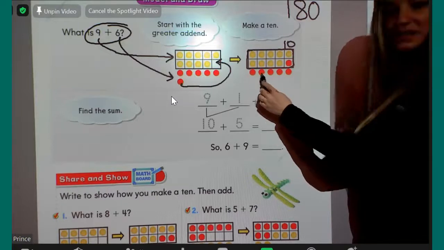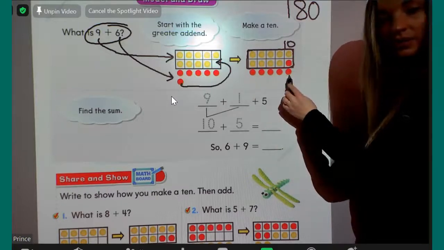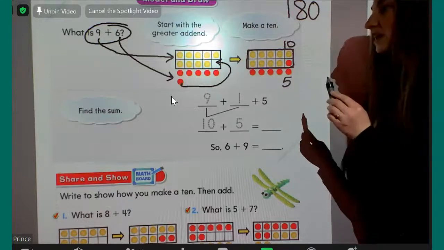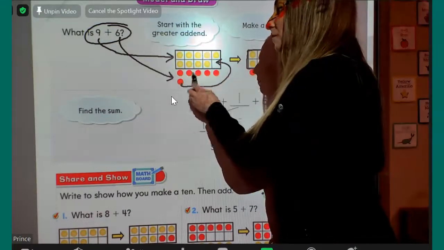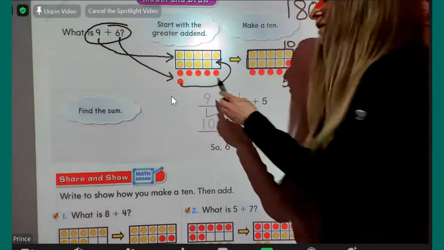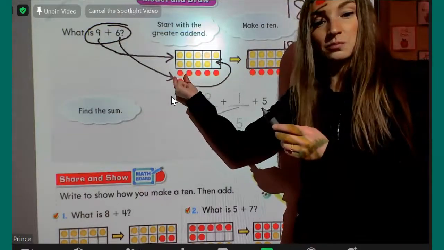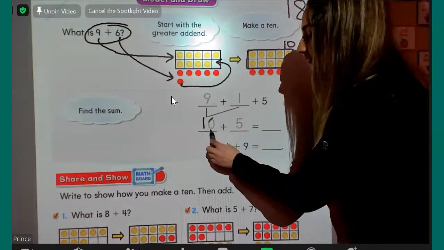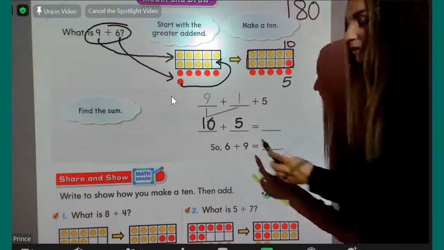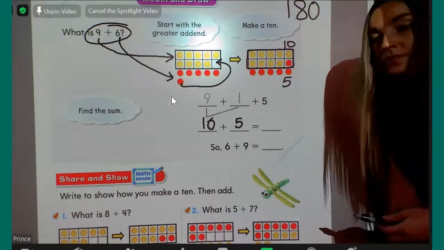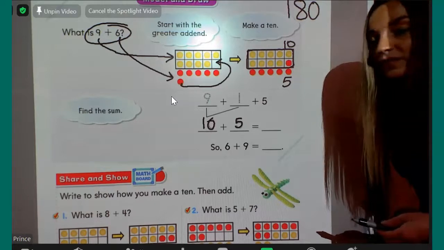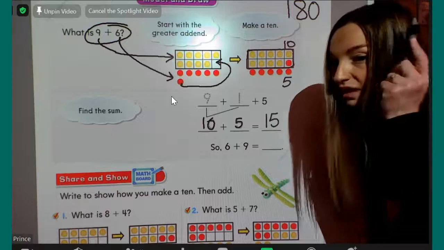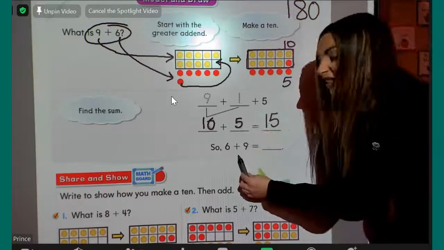Do I still have 6 down here? No. How many do I have? 5. So what they're saying is it used to be 9 plus 6, but I'm just going to borrow one of those 6 pieces and put it up here. So now we have 10 plus 5. Do you know what 10 plus 5 is, Xander? 15. Do you see how quick you could do that in your head? It's a lot easier to do this in your head than this.